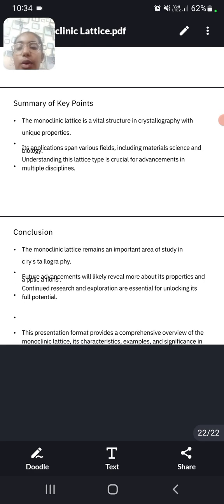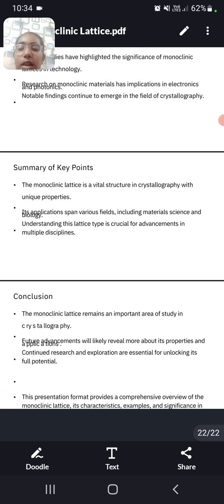Conclusion. The monoclinic lattice remains an important area of study in crystallography. Future advancements will likely reveal more about its properties and applications. Continued research and exploration are essential for unlocking its full potential. This presentation provides a comprehensive view of the monoclinic lattice, its characteristics, examples, and significance.